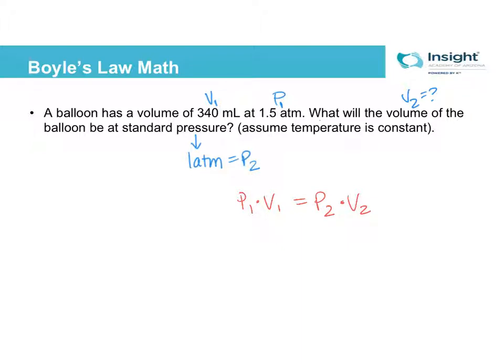So I'm going to plug in 1.5 times 340, and that's going to be equal to 1 times my V2. Just going to leave that in there. If it makes you feel more comfortable to make that an X, just because you're used to solving for X in math class, go for it. I like to just leave what value I'm actually multiplying by. So I'm going to simplify this. 340 times 1.5 is 510, which is equal to 1 times my volume. I'm going to divide both sides by 1, and 510 divided by 1 is 510.